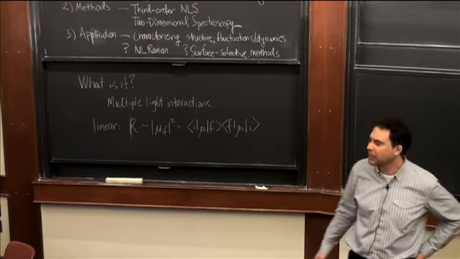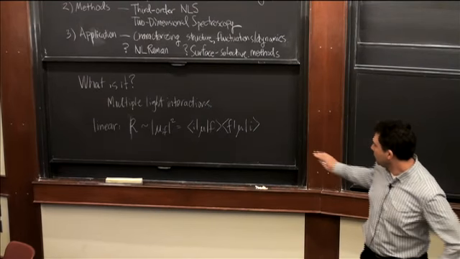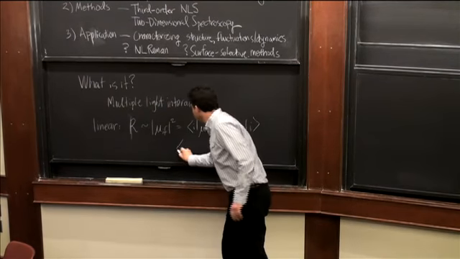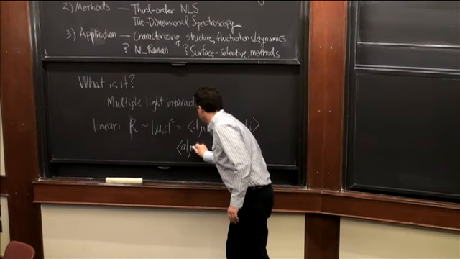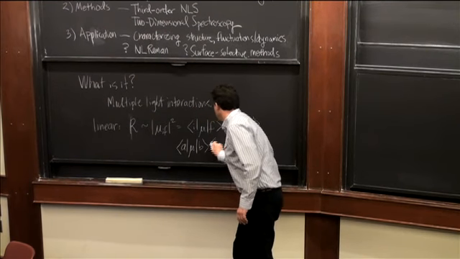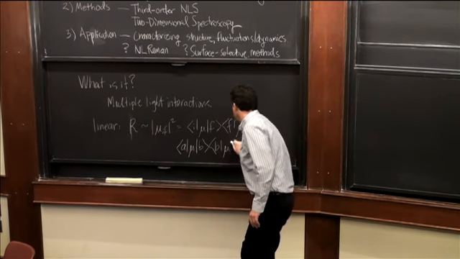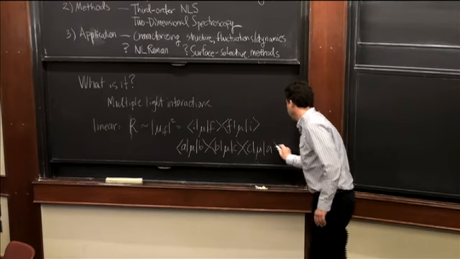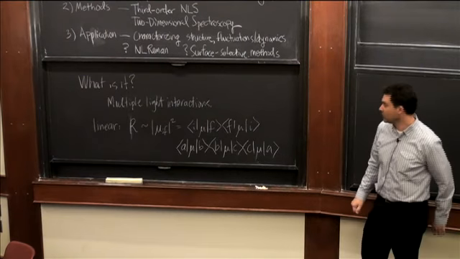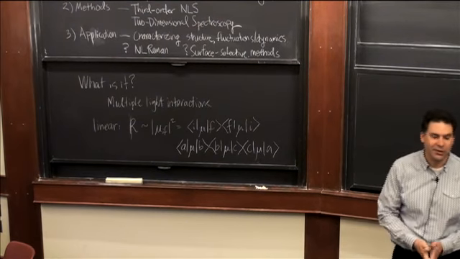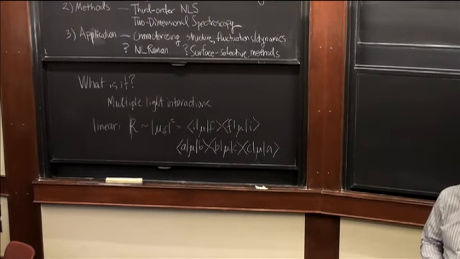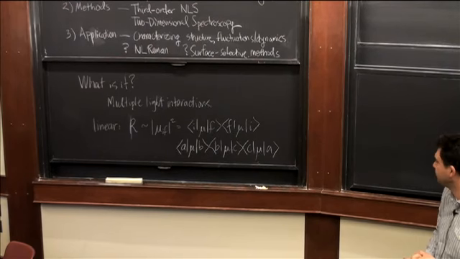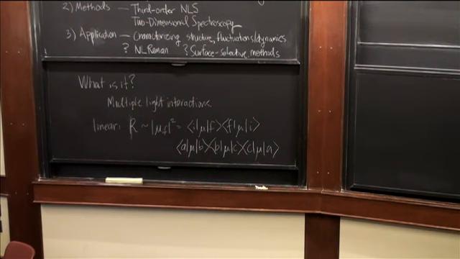For instance, you might imagine things of the nature A, U, B, U, C, U, A. The moment you've got three or more, then you know you're in the nonlinear spectroscopy business.